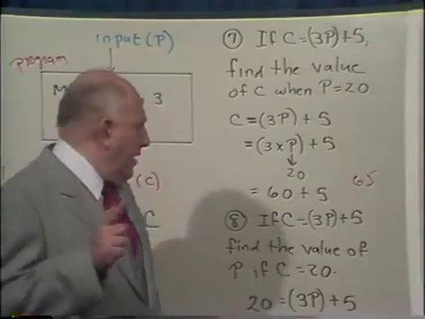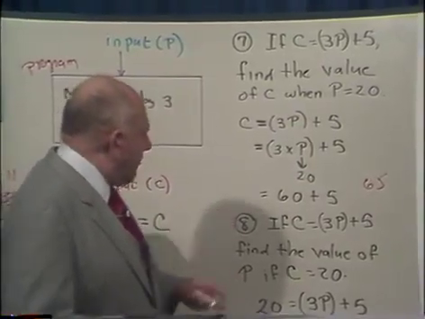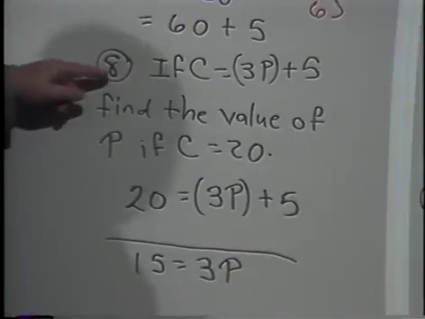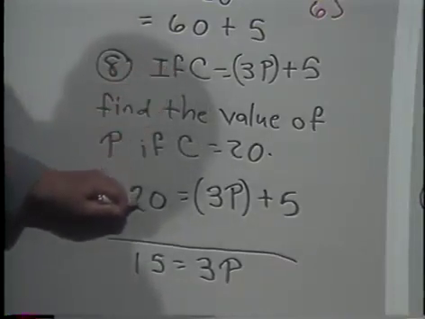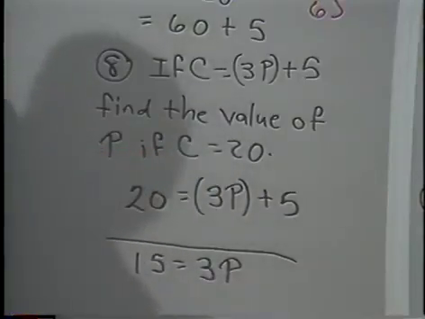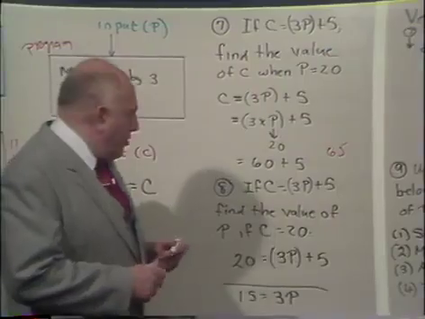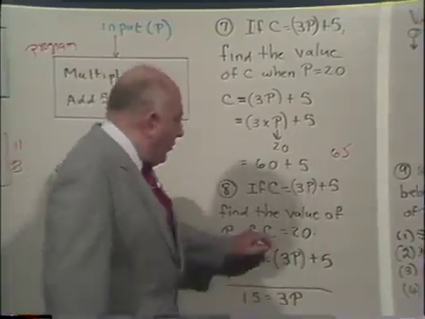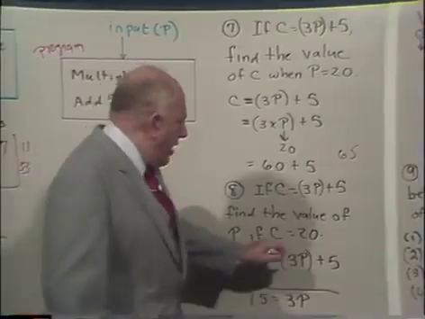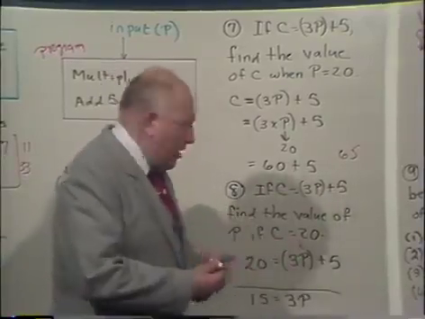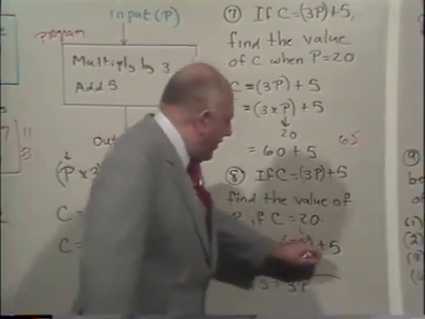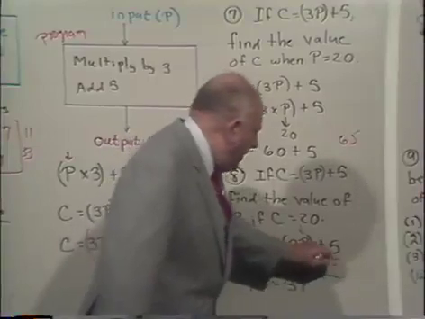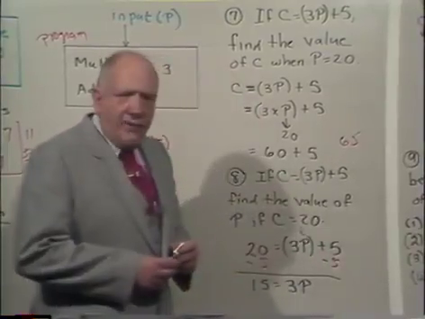Now watch the reversal of this. Problem 8 looks an awful lot like problem 7, but it's really quite different. It says if C equals 3P plus 5, find the value of P if C is 20. You see, what I do now is I give you the value of C and ask you to find the value of P. And the way this game is played by algebra, here's what you do. You want to get P all by itself. The parentheses is protecting the P. In other words, to get at the P, you first have to get at the parentheses. But what's blocking the parentheses? The 5. So to get rid of adding 5, you subtract 5. And if you subtract 5 from one side, you have to subtract 5 from the other side.